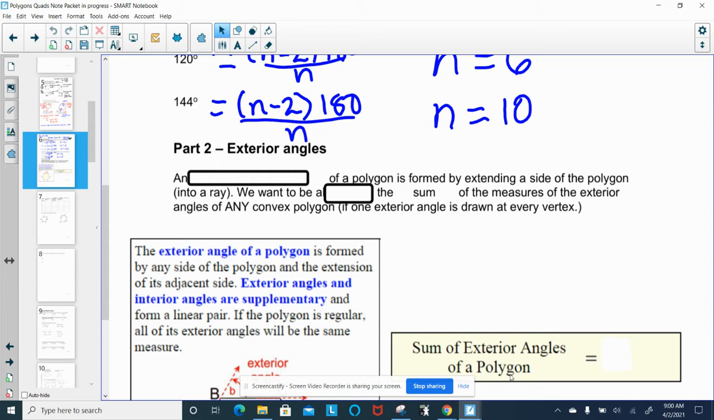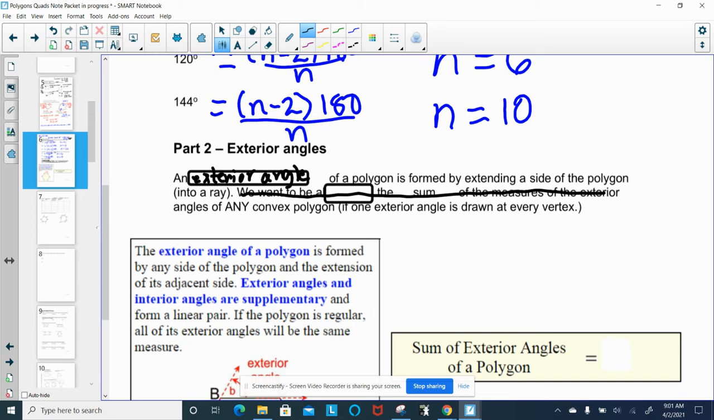Let's just read through this first little paragraph and then I'll explain it to you. It says, let me get a pen, an exterior angle of a polygon is formed by extending. That means we're going to make it longer. We're going to extend a side of the polygon into a ray. Okay. So I'm not sure we're going to do this. This doesn't make sense. Sorry, I should have proofread that a little bit better.